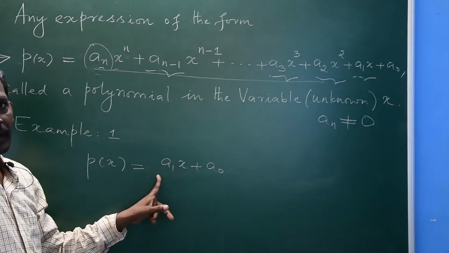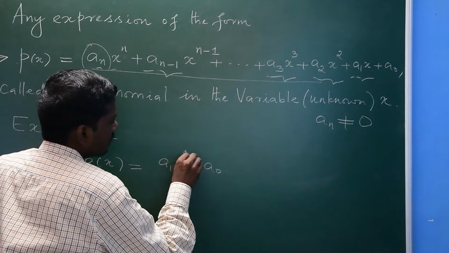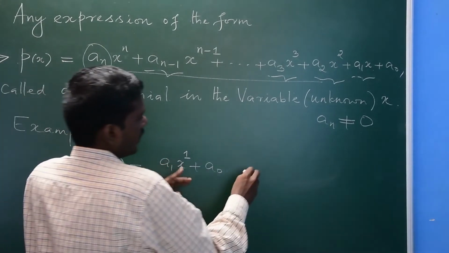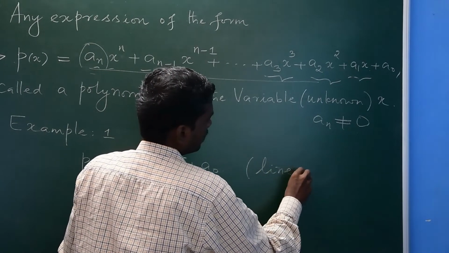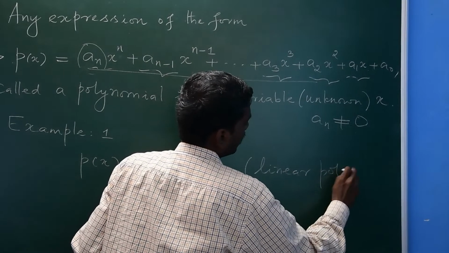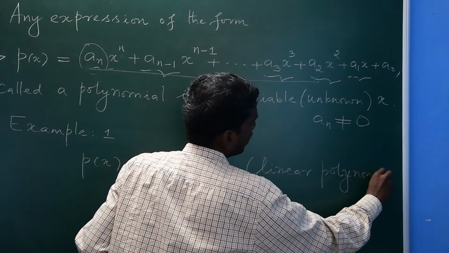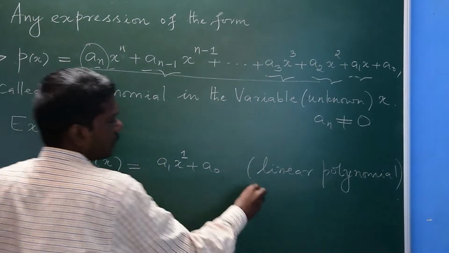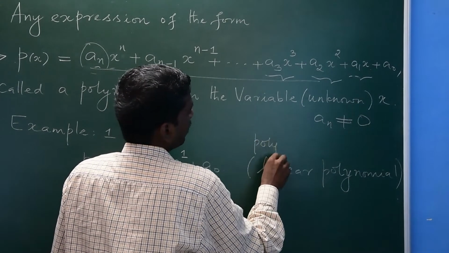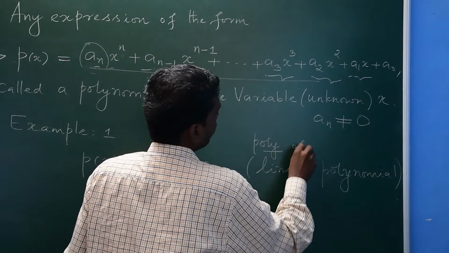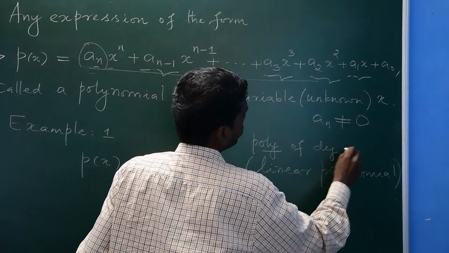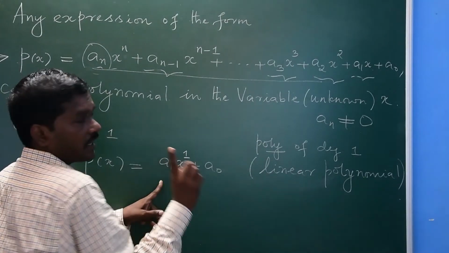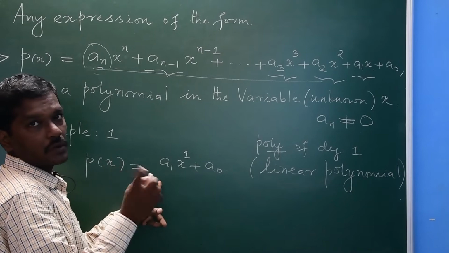You take these two. What is the degree of this power? Degree of the power of x is 1. If the power of x is 1, then we say that it is a linear polynomial. So for this to be a linear polynomial, what is the condition? Linear polynomial or a polynomial of degree 1. So for this to be a polynomial of degree 1, the condition that we should have is a1 is not equal to 0.